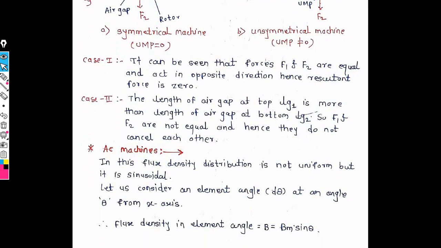Now we have to explain the concept of AC machine. The same procedure is followed for the AC machine as for the DC machine, and in an AC machine the flux density distribution is not uniform. Here we need the angle between stator and rotor, and we consider an element angle, called d theta. The flux density in the element angle is B equal to Bm sin theta.